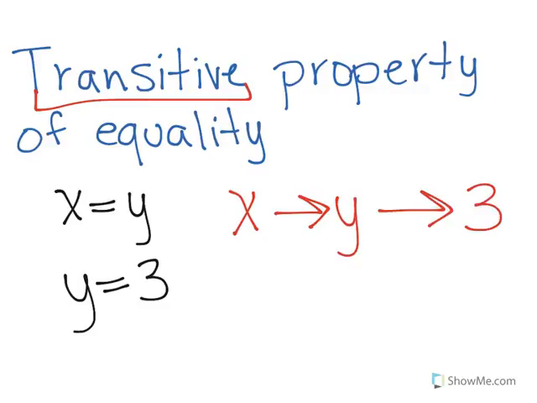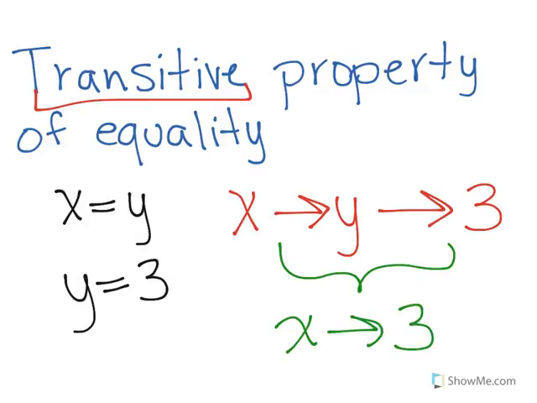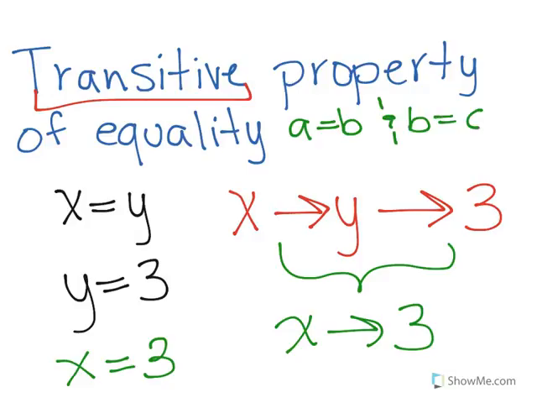So ultimately, we have that x leads to 3 as well. So now we have x is equal to 3. In order to make this assumption, we use the transitive property, which states that if A is equal to B and B is equal to C, then A is equal to C. This is the transitive property.